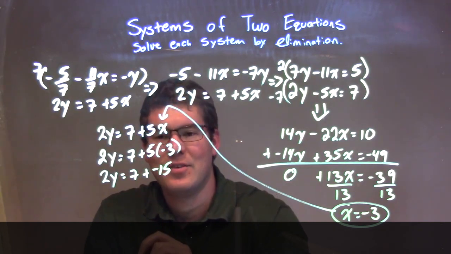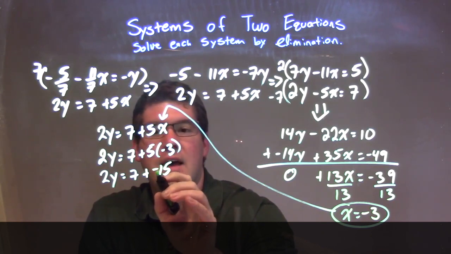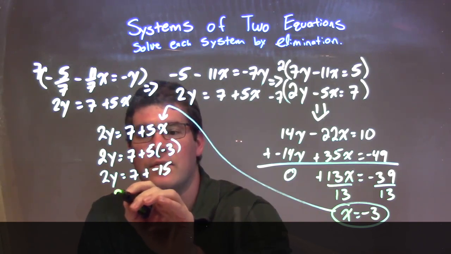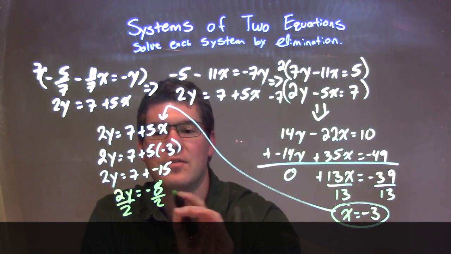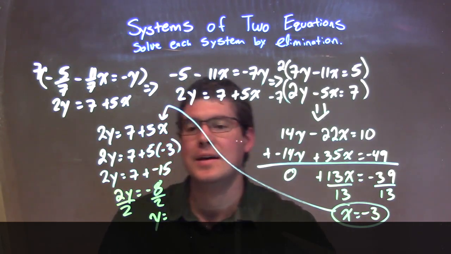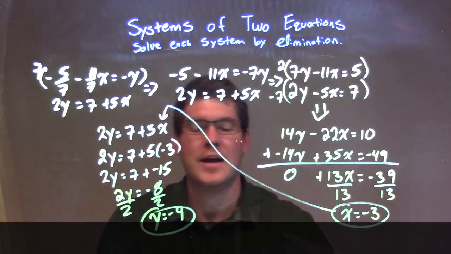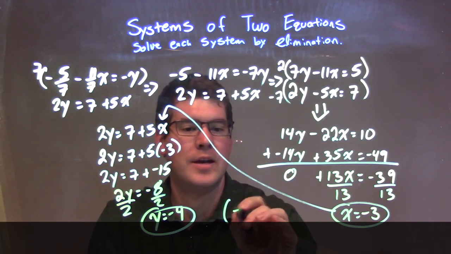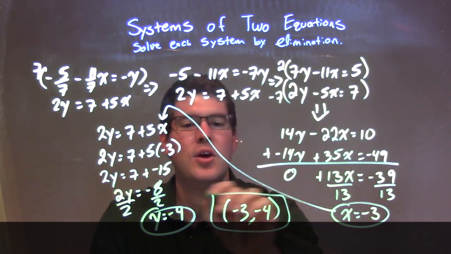7 plus a negative 15 is a negative 8, so we have 2y equals negative 8. I'm going to divide both sides by 2, which leaves y by itself, equal to negative 8 divided by 2, which is negative 4. So we have y to be negative 4, x to be negative 3. We can combine that together to have a coordinate point of (negative 3, negative 4). And there we have our final answer.